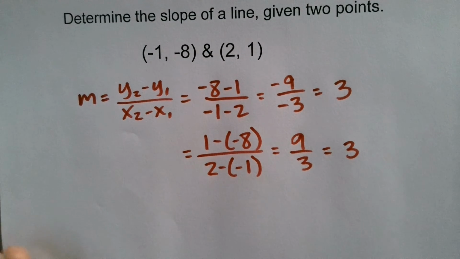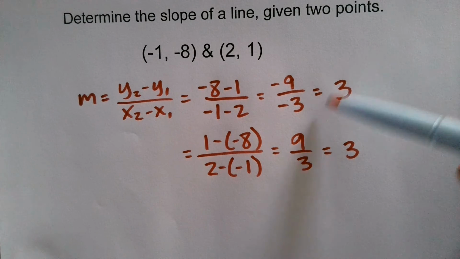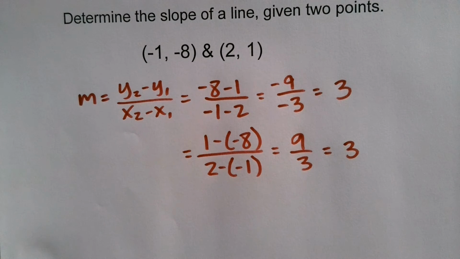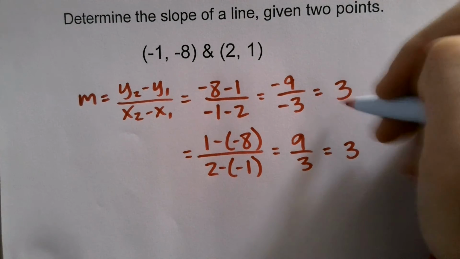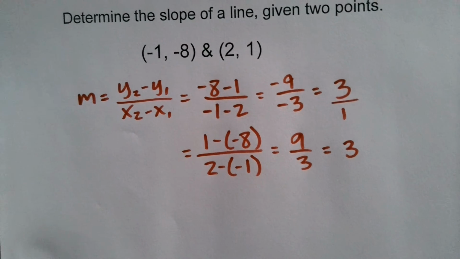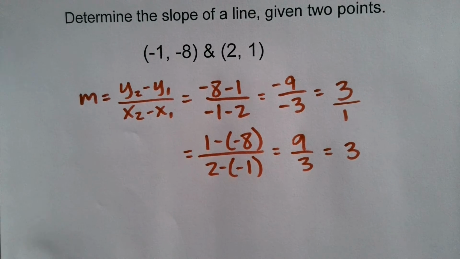Okay. So how would we interpret this on a graph? What is that 3 telling us? Go up 3 and over 1, yeah. So remembering that anytime there's not something in that denominator, it's a 1. So go up 3 and over 1.